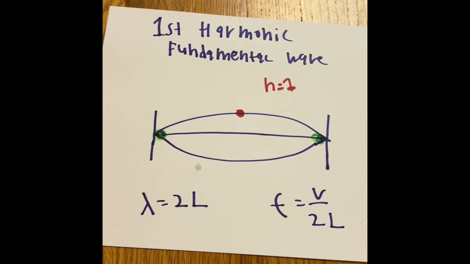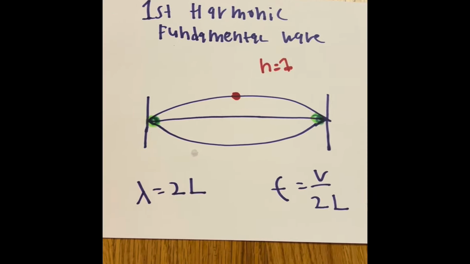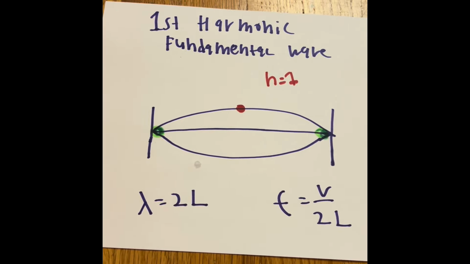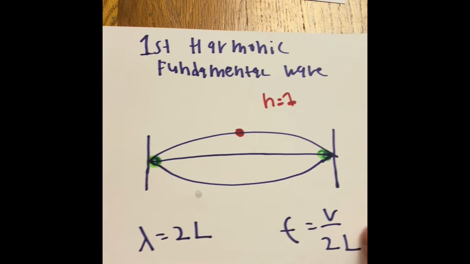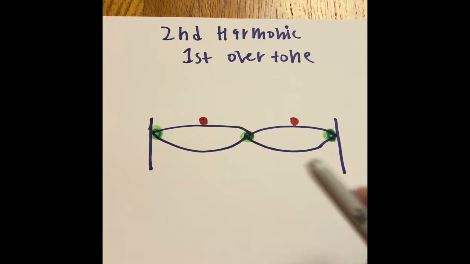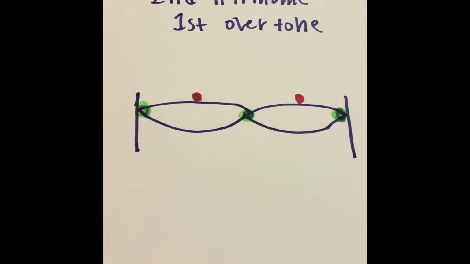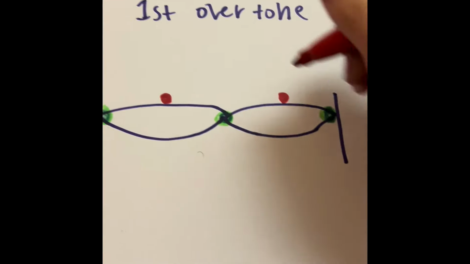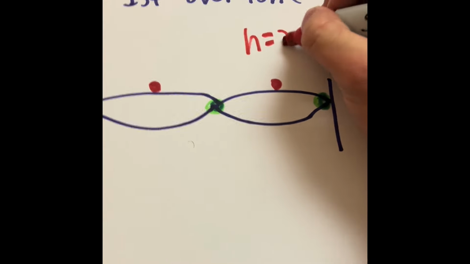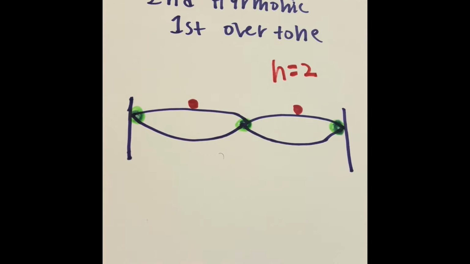But it's easier to just count the antinodes, put them in here, and solve the problem. So let's see what happens when we try to understand what the next harmonic wave is. Right over here, we have the second harmonic or first overtone standing wave. We have 1, 2 antinodes, so we're going to say m equals 2. We are going to have 1, 2, 3 nodes.